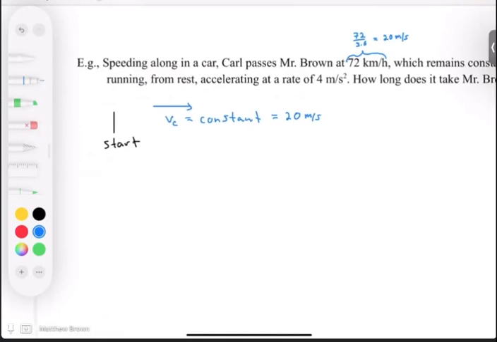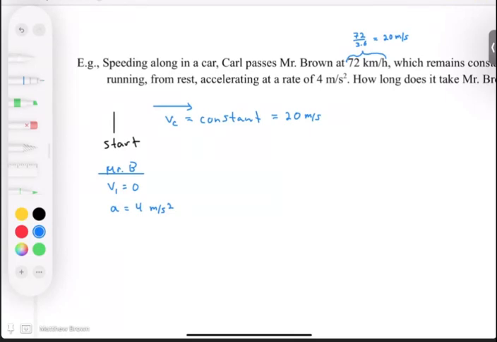Now, for me, which we'll go with, I start out at rest and I accelerate. So we've got V1, or call it VB1 if you wanted, but V1 is 0. And what else do we know about what's going on here? We know the acceleration is 4 meters per second squared. That's about all we really know.